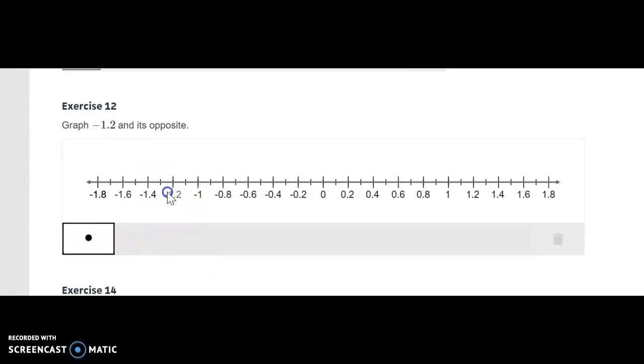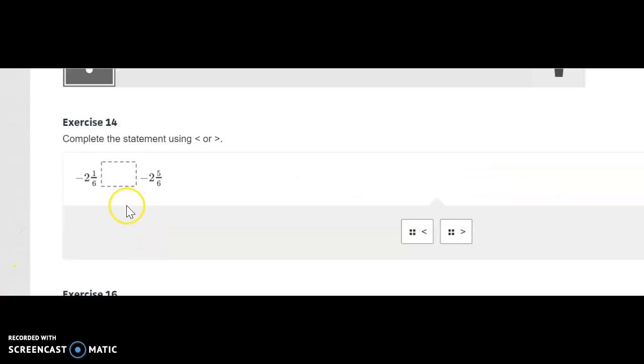So we're looking at negative 1.2, and we're going to just kind of drag that right to there. And then we're going to do a positive 1.2. So it's got to be one whole number, 0.2. So we're going to go right here. Done.